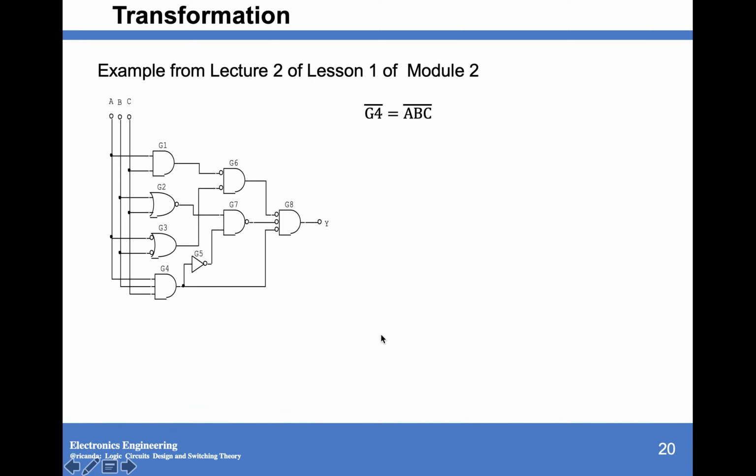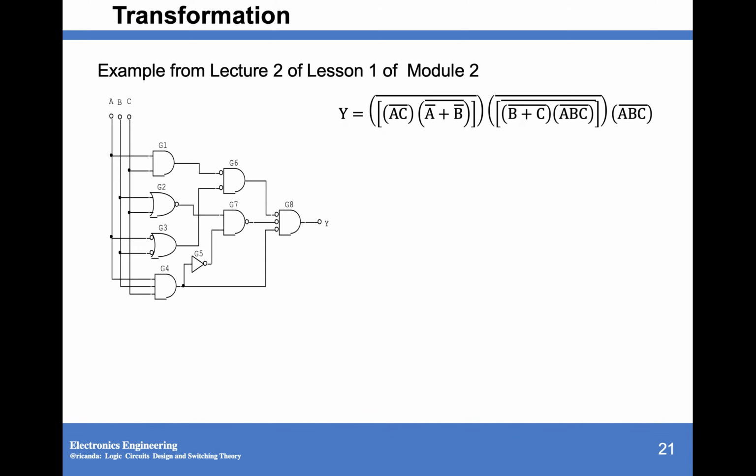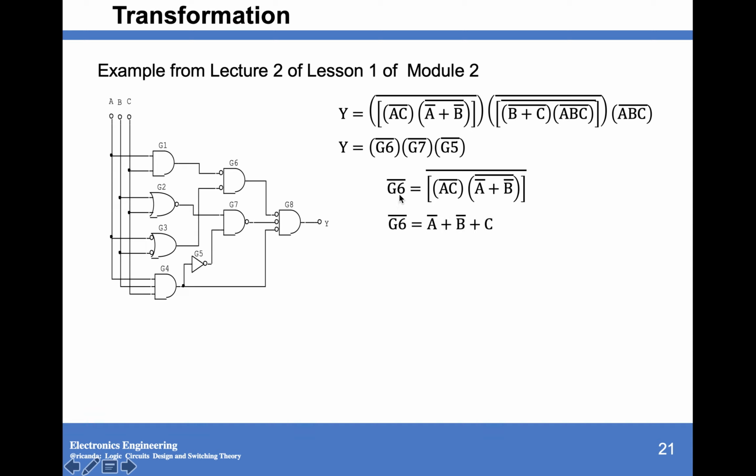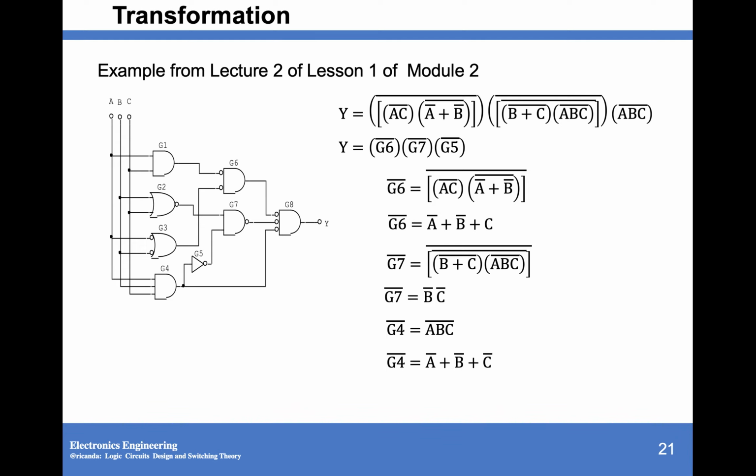Gate number 4, you have just only to introduce your De Morgan to break the bar. We have E bar or B bar or C bar. So this is our original expression. This is your expression in terms of gate. Then we have to get what is your gate number 6. Gate number 6 simplified is E bar or B bar or C. Gate number 7, the simplified expression of gate number 7 is B bar, C bar. And gate number 4, we have E bar or B bar or C bar.